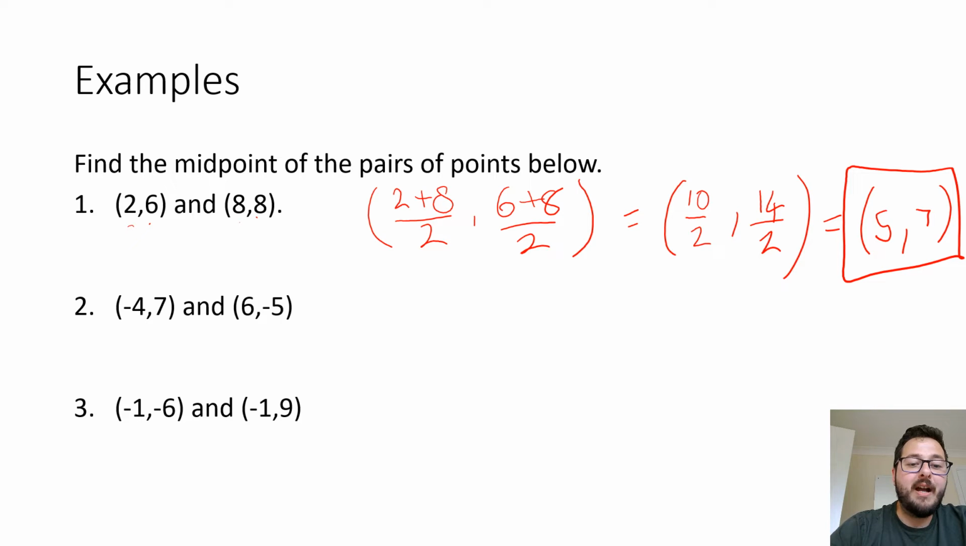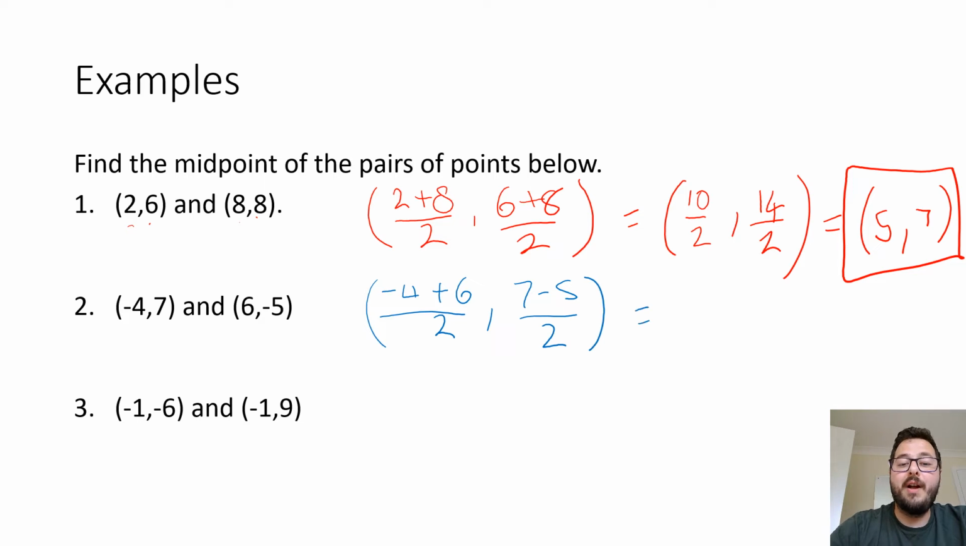Okay, next one, we've got minus 4, 7, and 6, minus 5. So our x coordinates are going to be minus 4 plus 6 over 2, and our y coordinates are going to be 7 plus minus 5, but that's 7 minus 5 over 2. Well, minus 4 plus 6 is 2, and 2 divided by 2 is 1, and 7 minus 5 is 2, and 2 divided by 2 is 1, so this is 1, 1.